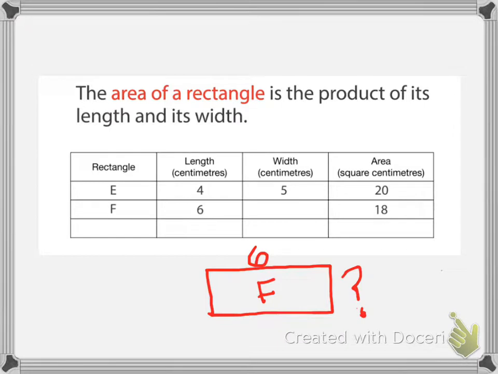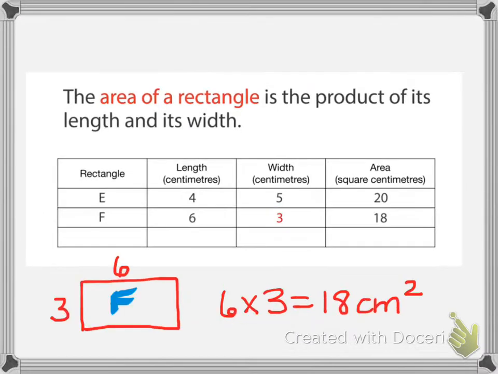Maybe I can skip count by 6s until I reach 18. 6, 12, 18. How many times did you skip count? 3. So I know that 3 times 6 gives me 18, so the missing side length must be 3. I can write that out in a multiplication fact. So for rectangle F, 6 times 3 equals 18 centimeters squared.